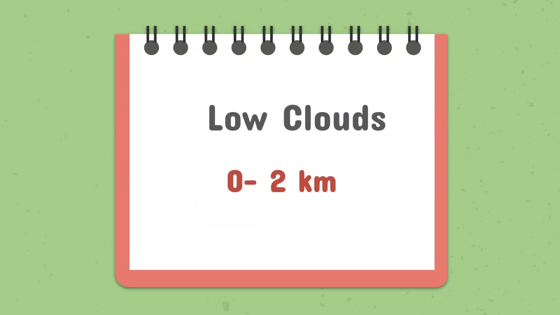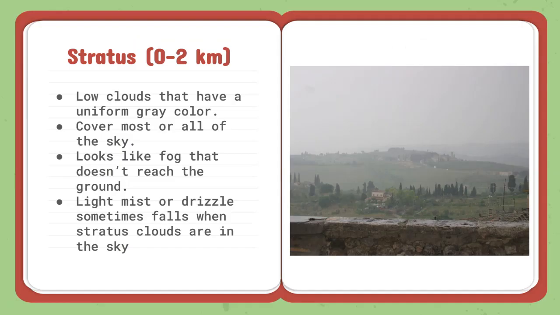Now, low-level clouds don't necessarily have a prefix like cirro or alto, but you'll start to see a little bit of a pattern here. So the first low-level cloud forms 0 to 2 kilometers above the Earth's surface, and it's the stratus cloud. Stratus clouds are usually a uniform gray. They cover the entire sky. It can look like fog that just hasn't touched the ground just yet.